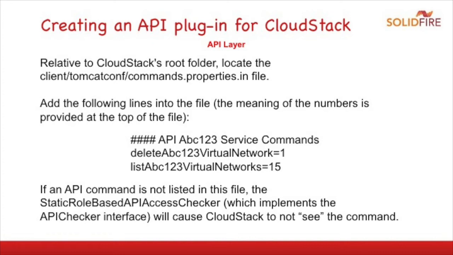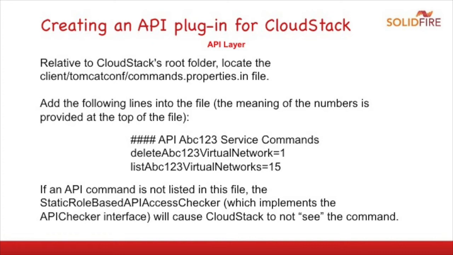Commands.properties, not a super exciting file. It's just a bunch of key value pairs. It's the name of an API command equals the permission level. 1, for example, means a root admin can do this, nobody else. 15 would be everybody. So what are valid are 1, 2, 4, 8, and just add them all up. That gives you 15. That means everybody can do it. And that's a pretty common thing in the Linux world.